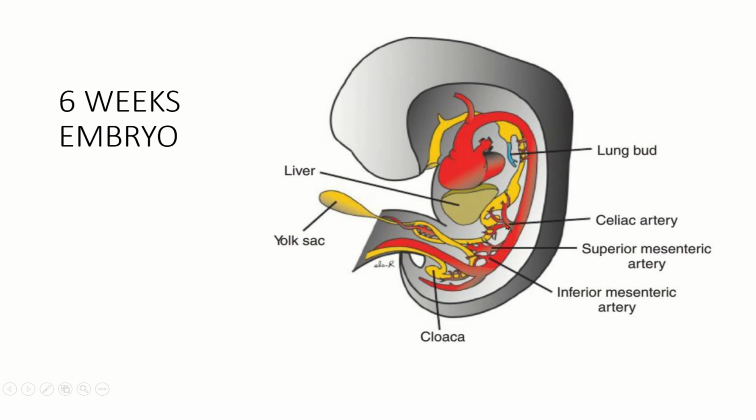Here you can see the celiac artery, which is the main artery of the foregut. Here you can see the inferior mesenteric artery, which is the main artery of the hindgut, and this is the superior mesenteric artery, which is the main artery of the midgut. You can see the midgut has started to elongate and is trying to herniate through the umbilicus. The physiological herniation is beginning here.